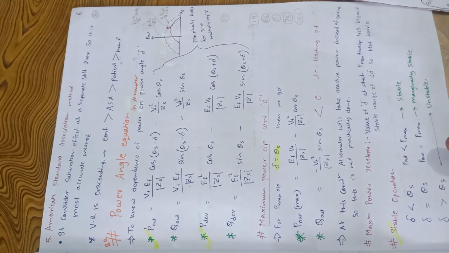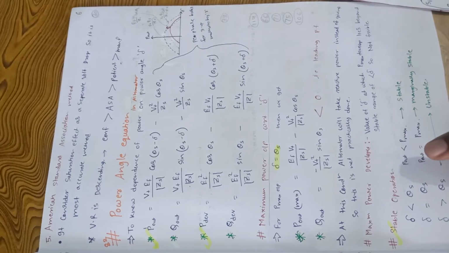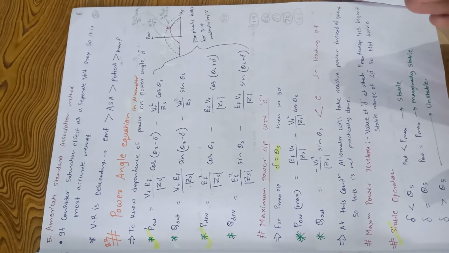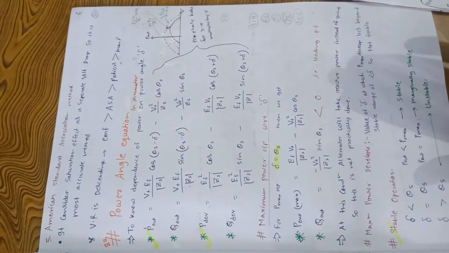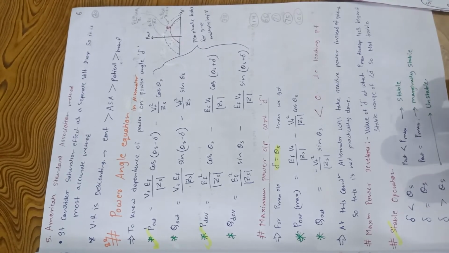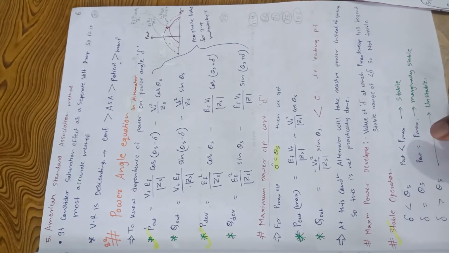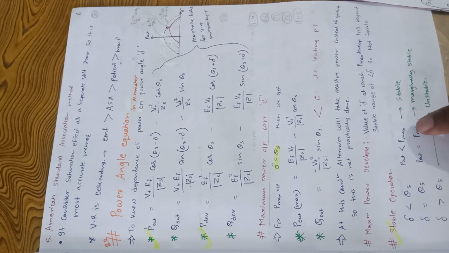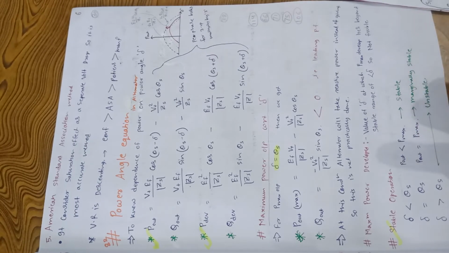The next important part that we need to remember is the stable operation of an alternator or a motor, that is, the stable operation of a synchronous machine. When the power angle delta is less than the synchronous impedance angle, then the power output is less than the maximum power. This is the case of stable operation.